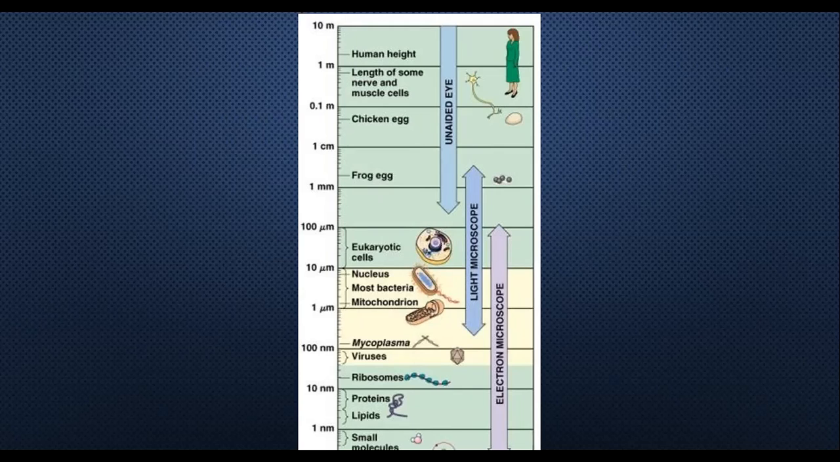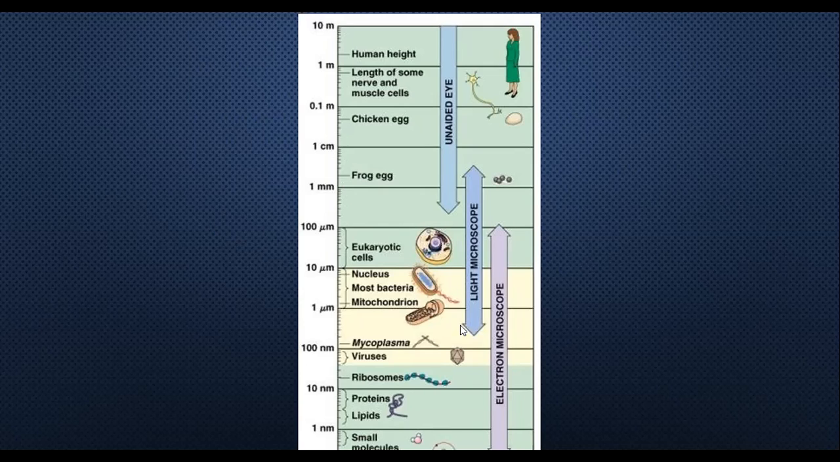And if we go down below 1 mm, we can use the light microscope for minute observations. If we go down to 100 micrometer, the eukaryotic cells are present in this range of 10 micrometer to 100 micrometer. If we go down from 10 micrometer to 1 micrometer, the nucleus of cells, most of the bacteria and mitochondria can be observed under the light microscope in this range of 1 micrometer to 10 micrometer.